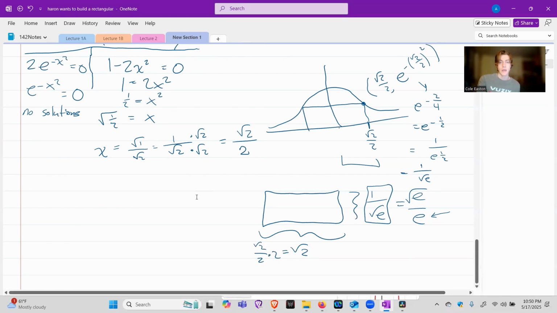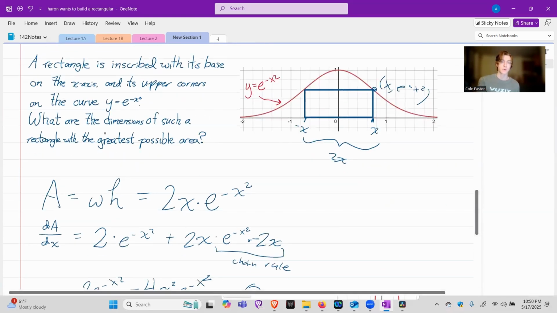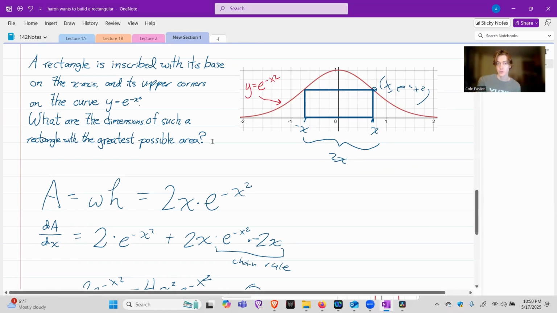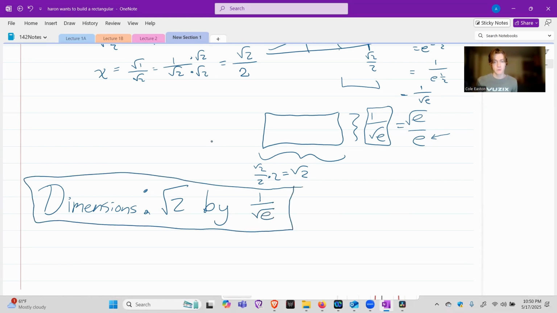And let's just review really quick what this is asking us for. It says, what are the dimensions of such a rectangle with the greatest possible area? So our answer should be the dimensions. And so we can just try to write that neatly as our answer. Dimensions: root 2, 1 over root e. And this is going to be unitless because we're just working on our coordinate plane and there are no units on that.